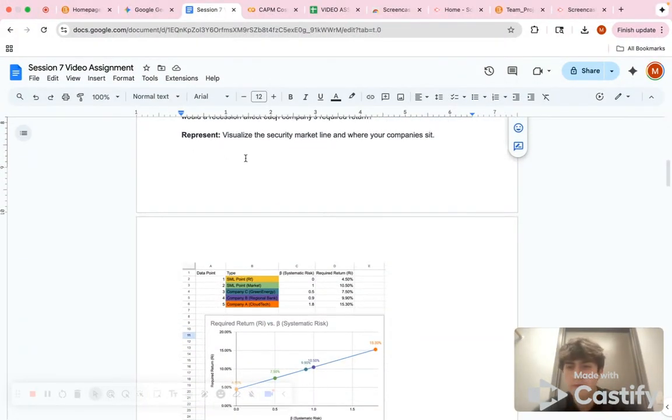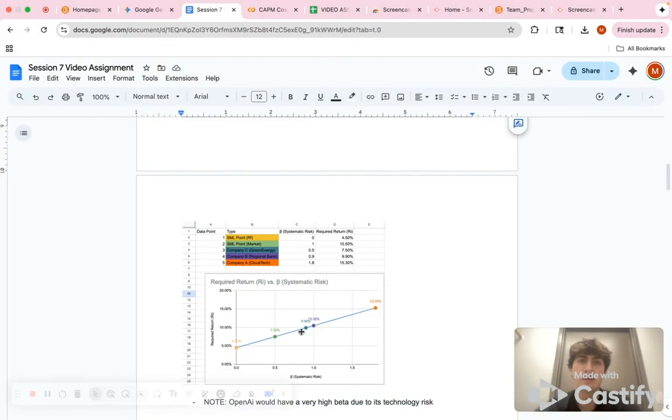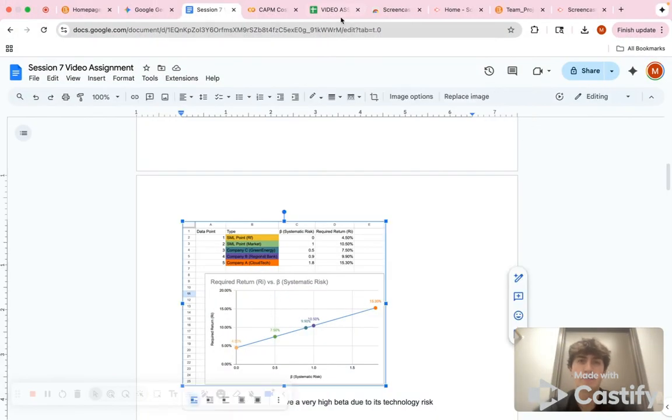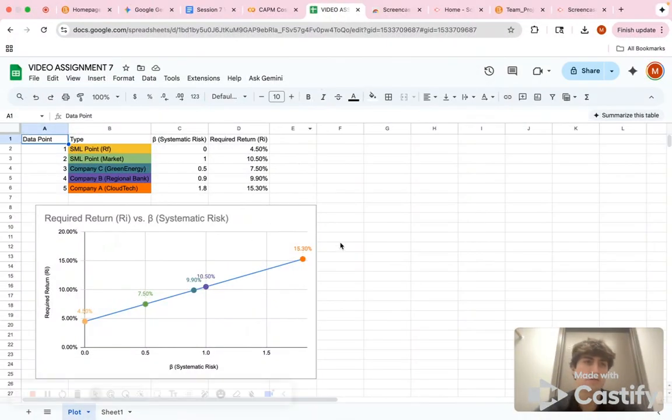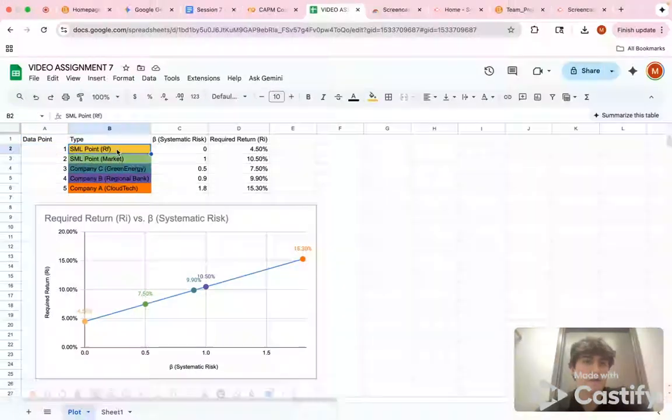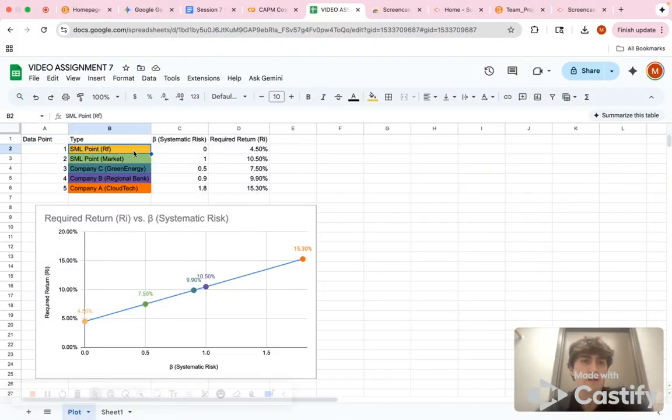So now that we know what we're dealing with, we're going to represent it. So we're going to look at a line, which I attached here, but I'll just go into this Google Sheet. So we have our data points. This is our risk-free rate, and then this is just the market rate. Then we have our Company C, Green Energy, Company B, Regional Bank, Company A, Cloud Tech. So I made this graph.